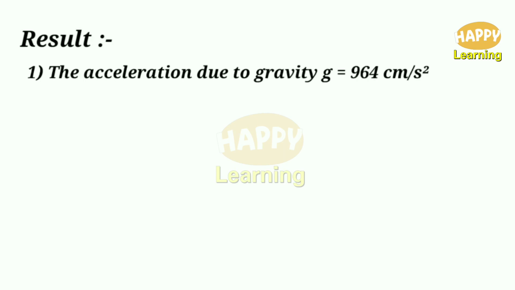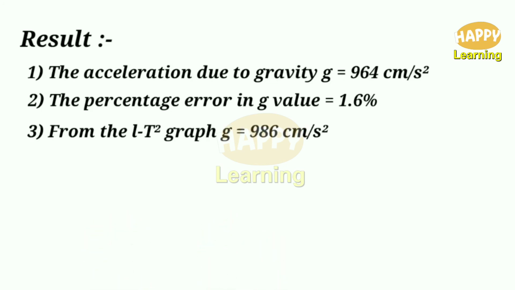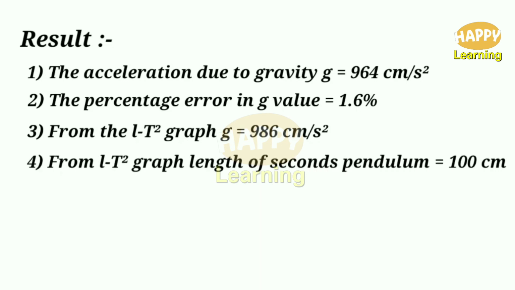Result. Point 1. The acceleration due to gravity is found to be g equal to 964 centimeter per second square. Point 2. The percentage error in g value is equal to 1.6%. Point 3. From the L-T square graph, g value is 986 centimeter per second square. Then from L-T square graph, length of seconds pendulum is equal to 100 centimeter.